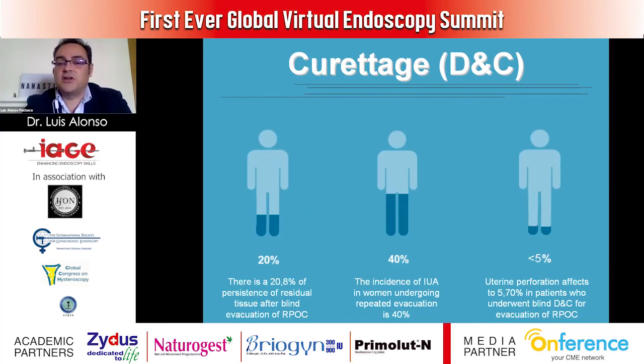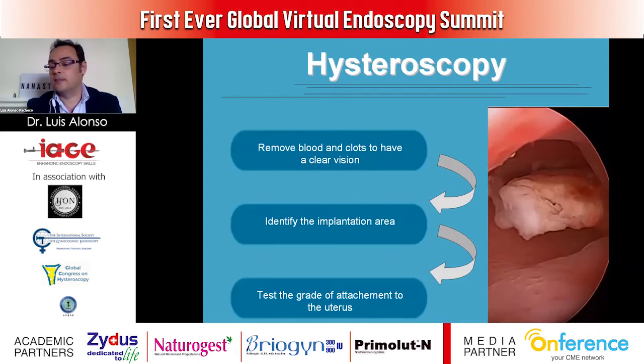And let's talk about the surgery. The most commonly used is the curettage. But the problem of the curettage is that 1 in 5 women will still have some tissue inside the uterus after the curettage. 40% of women with repeated evacuation will develop intrauterine adhesions. And there is a low rate, less than 5% of cases, of uterine perforation.